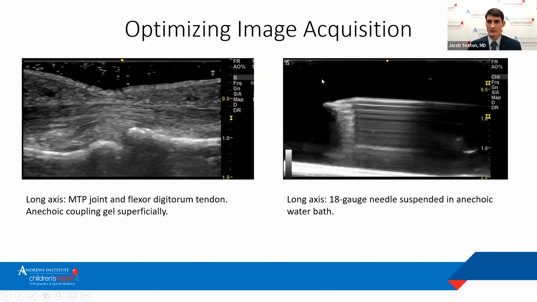You can also use a water bath, which is the image on the right side. This is just an 18 gauge needle placed in the water bath. You have this nice black acoustic medium, which is the water that sound waves go through. They'll hit the reflective surface and then go deeper. This is useful for superficial structures such as the hand, the digits, and the feet.